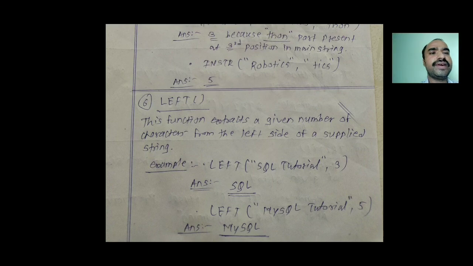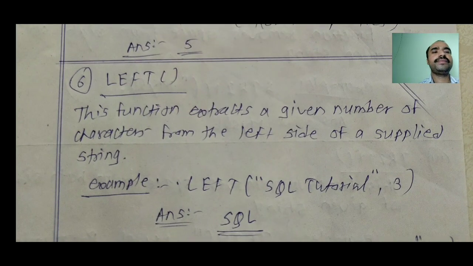Next, let's move towards the left function. Left means it will extract characters from the left-hand side. This function extracts a given number of characters from the left side of a supplied string. So how to write it? LEFT SQL tutorial, comma 3. Here we want 3 characters from the left-hand side. So the first 3 characters will be taken, that is SQL. Another example: MySQL tutorial, and 5. It wants 5 characters from the left-hand side. So the answer is MySQL.